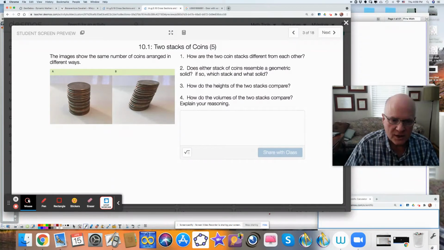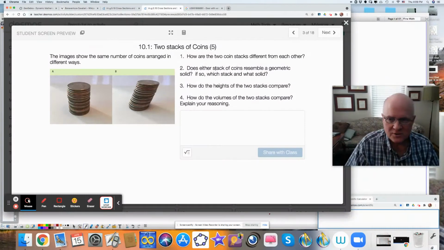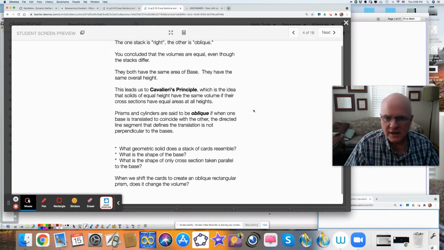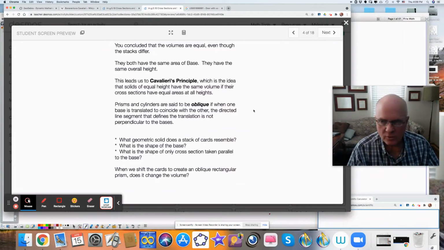If you were to draw this as a right triangle, you would see that this is going to be like a hypotenuse, and it's going to be longer slant height, but the actual height going straight down is the same. How do the volumes compare? They're the same. And you'll notice that the cross sections at each point are a circle. This is not going to be an oval. They're all circles. They're all the same coins. So one stack is right, the other one is oblique. You concluded that the volumes are equal, even though the stacks are different. They both have the same base. They're the same overall height.